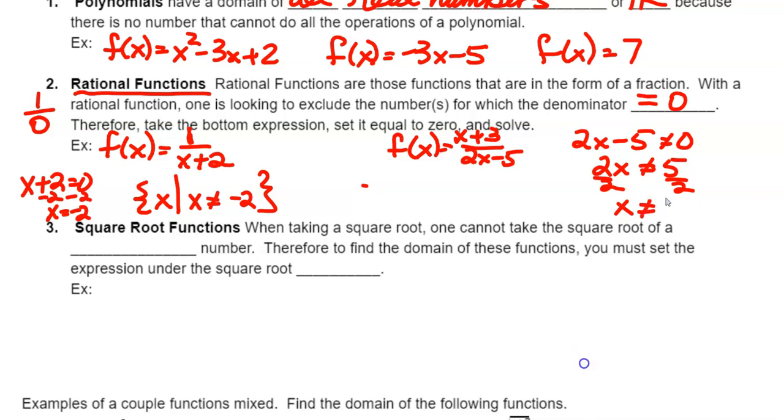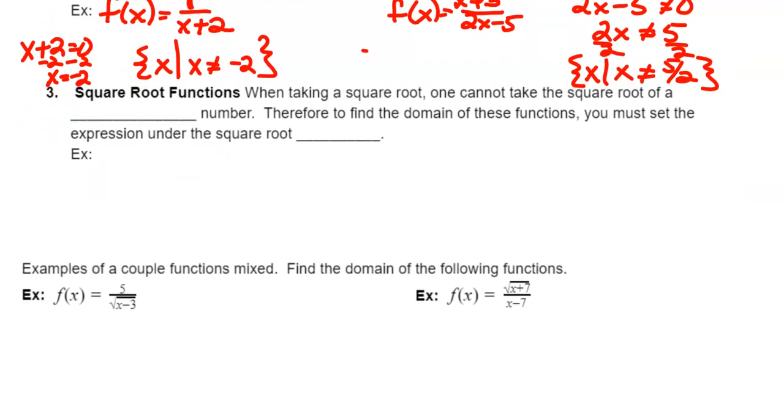So, any number is perfectly fine except for 5 halves. You can't do that. So we have to exclude that. So we want all x such that x is not equal to 5 halves. And that would be our answer for the domain. Okay.